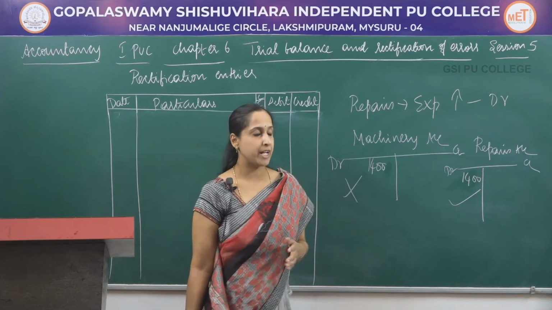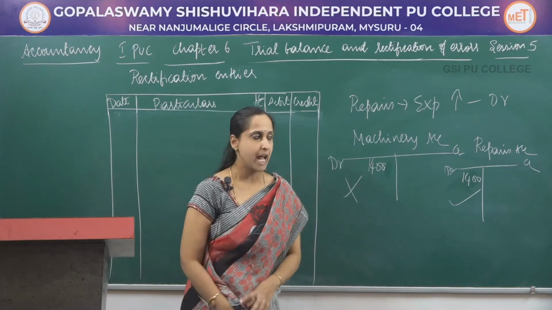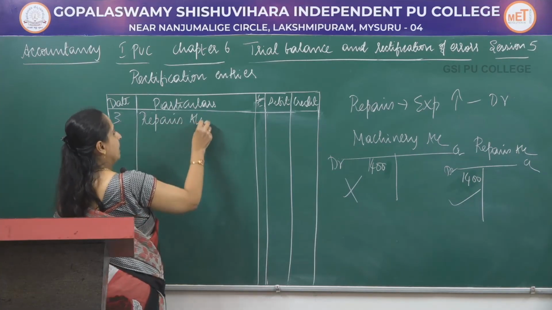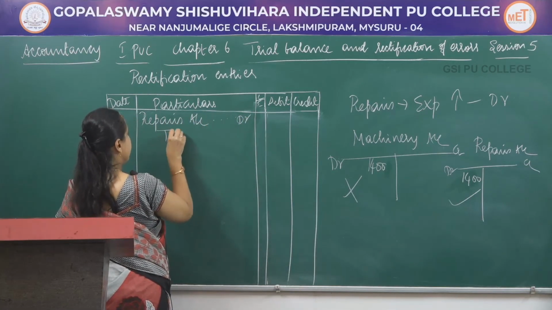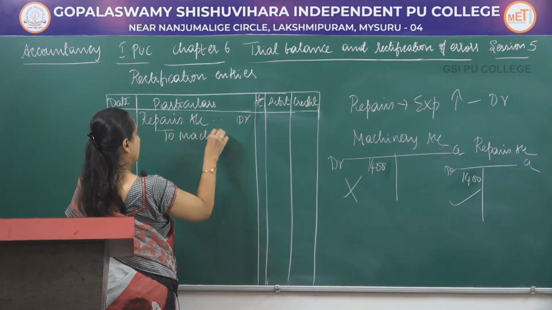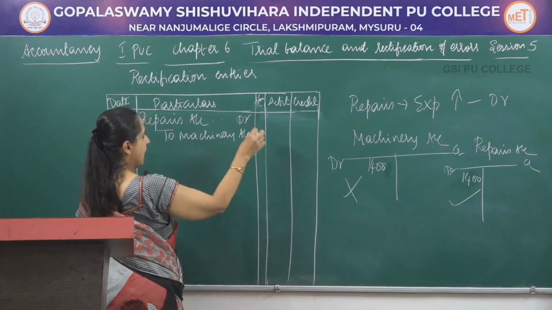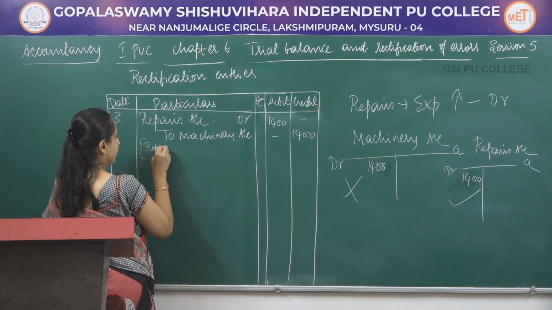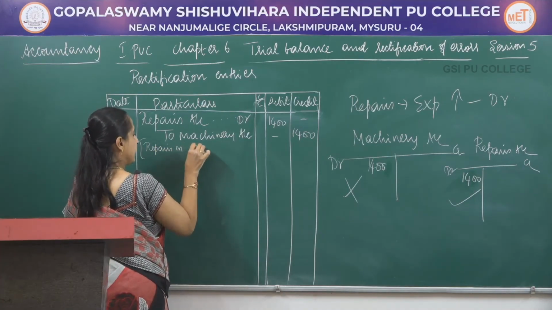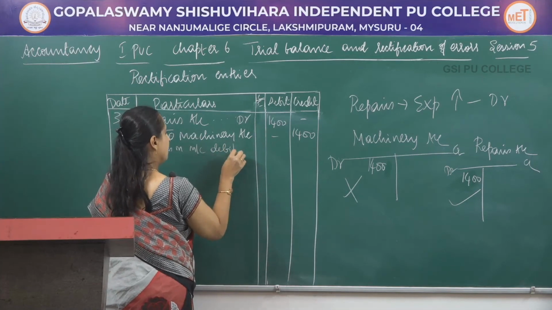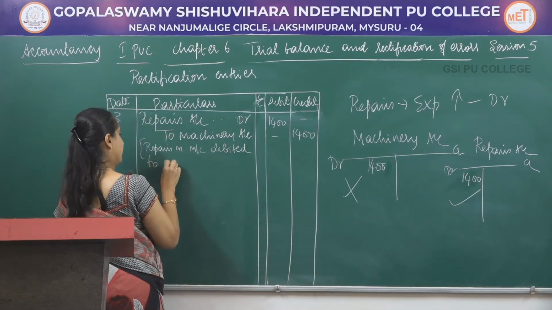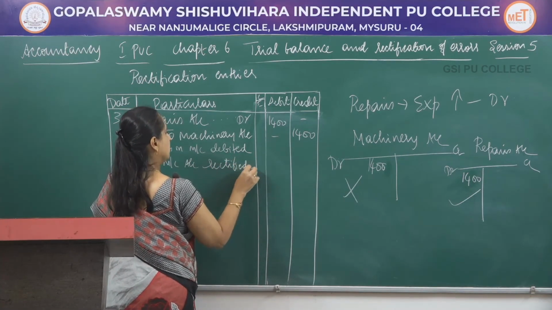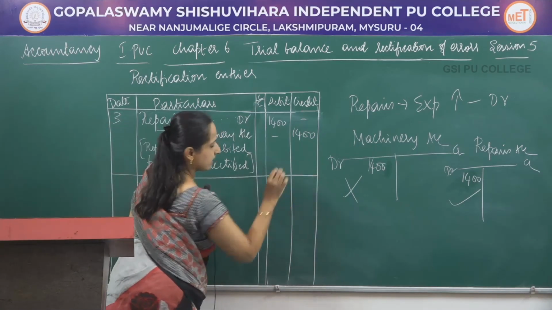Now what is the journal entry? Repairs account debit to machinery account. Third one. Repairs account debit to machinery account. Amount is 1400. Repairs on machinery debited to machinery account, rectified. So this is the third transaction.